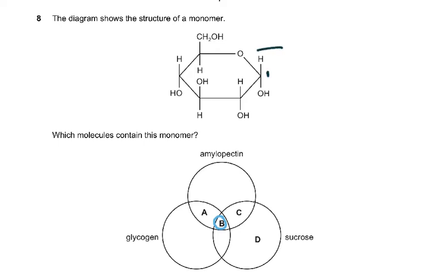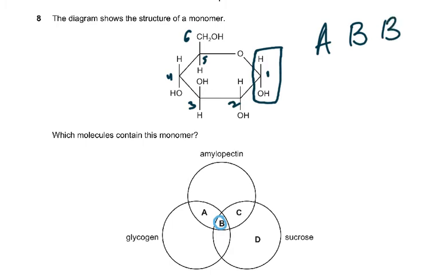If you look at this diagram, this is 2, this is 3, this is 4, this is 5, and this is 6. On carbon 1, the OH is below. If the OH is below, it's alpha glucose; if it is above, it's beta glucose. That's the mnemonic: alpha below, beta above. Alpha glucose has the OH below on carbon 1, and on beta glucose, it is above. And beta glucose is only in cellulose.